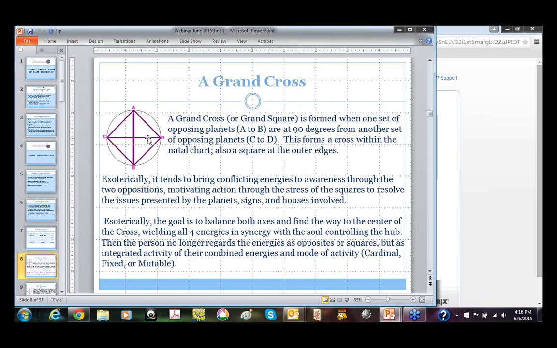Remember how I said earlier, not to any of the extremes? Then you no longer regard this energy as opposites or squares, but as the integrated activity of the combined shared energy of the mode of activity. In other words, the cardinal signs working together, the fixed signs working together, or the mutable signs working together. So that's the Grand Cross.